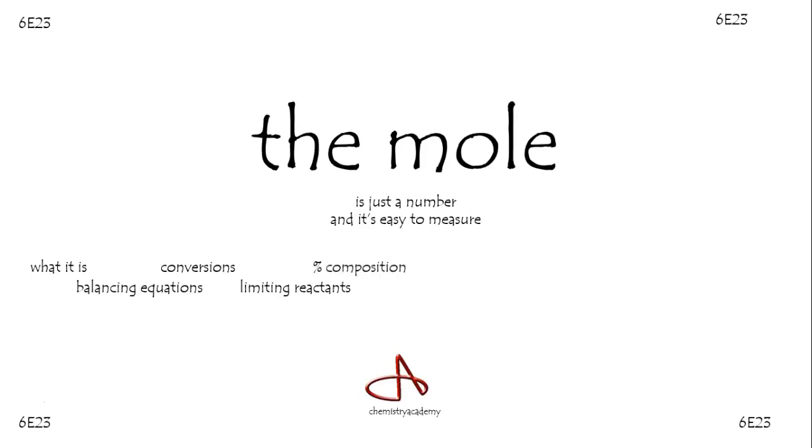Percent composition, for example, ammonia is 14/17. I believe that's about 82% nitrogen by mass. Both empirical and molecular formulas, some combustion analysis problems, a summary, and lots of solved problems. Let's begin.